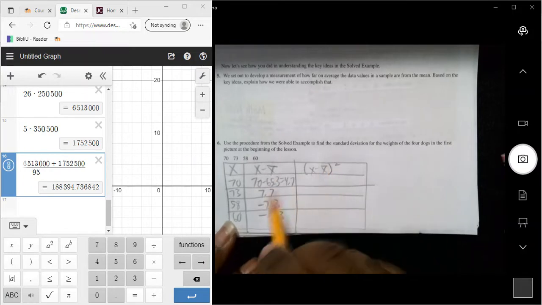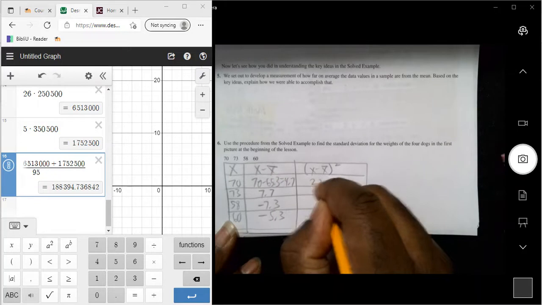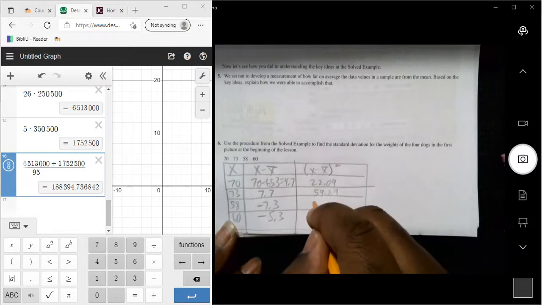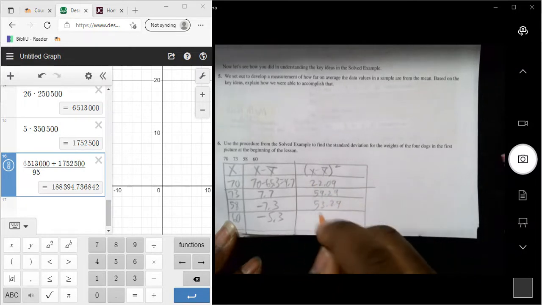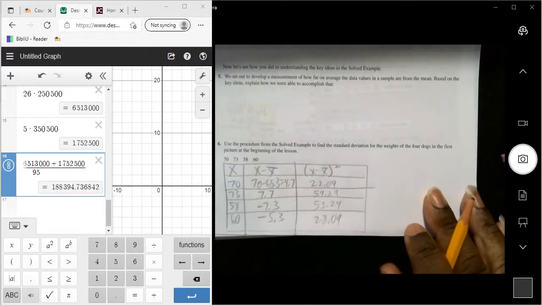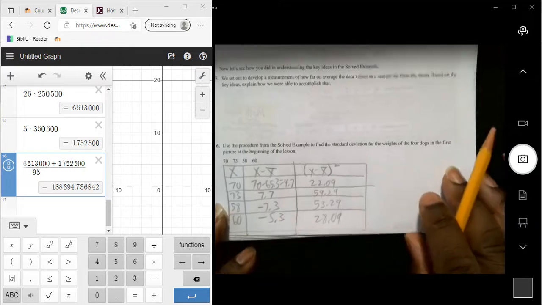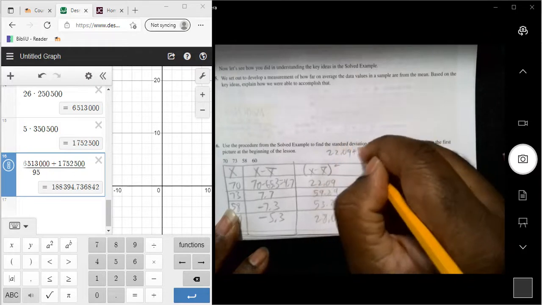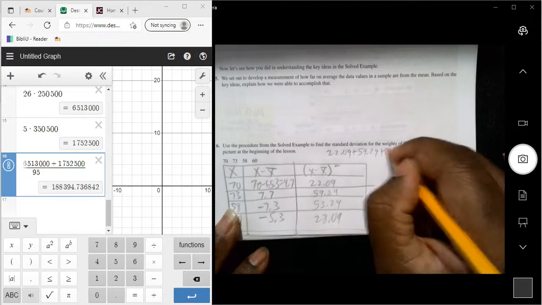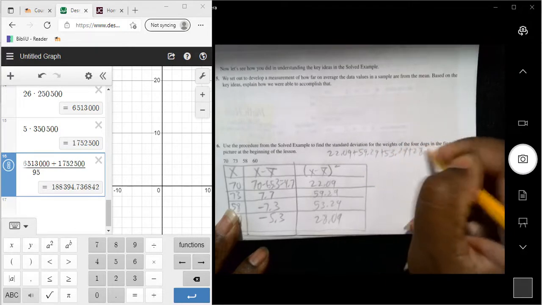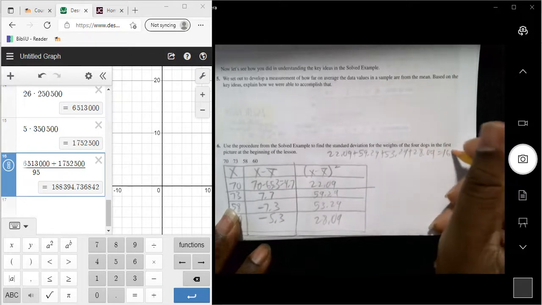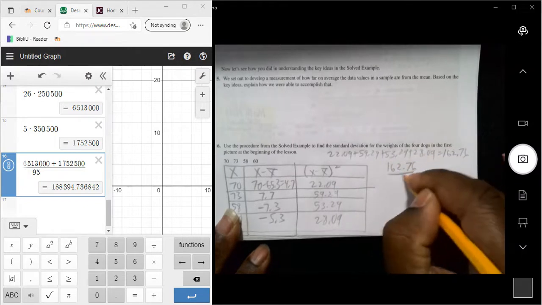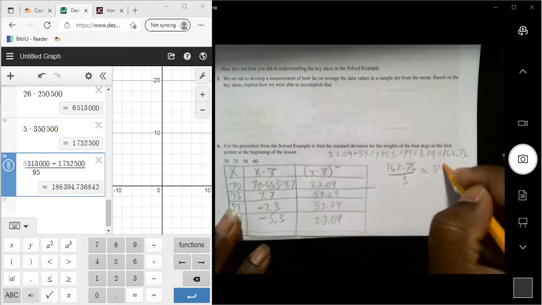Now if we put these values in and square them, this will give us 22.09. This will give us 59.29. This will give us 53.29. And this will give us 28.09. So all we did was square these values here. Now we want to add all of these values up. 22.09 plus 59.29 plus 53.29 plus 28.09, which is equal to 162.76. So we'll take the 162.76 over 3, and that'll be approximately 54.25.